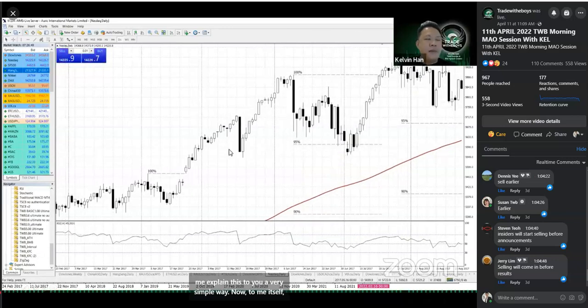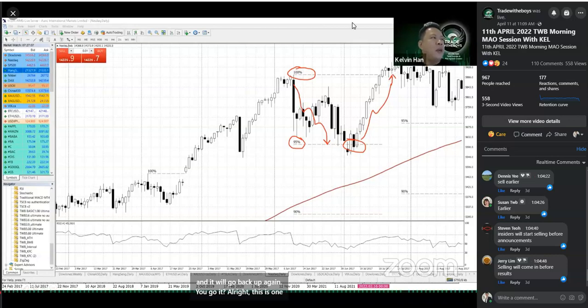Now, to me, I'm a big believer in numbers and patterns. So we all know that once the market hits a historical high, usually if the market first pulls back, it will be 5%. All right, 5%. And if the market doesn't go down further, it's very bullish and it will go back up again. You got it? All right, this is one wave.